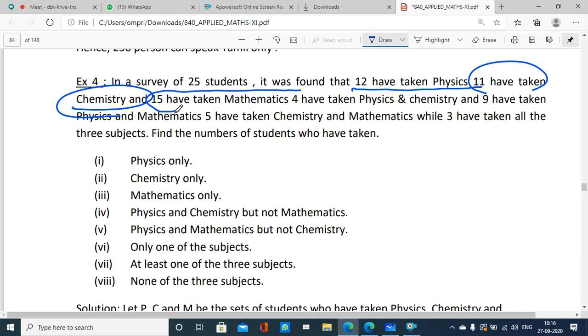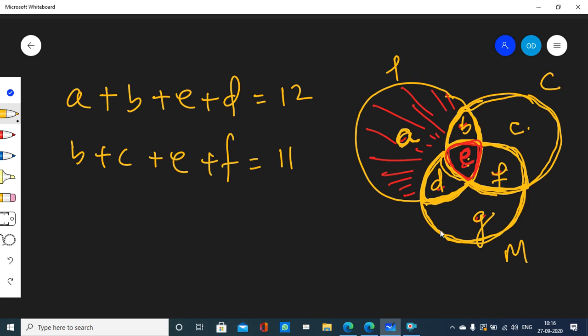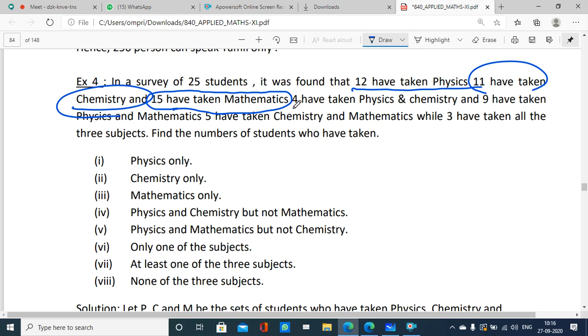What about the others? 15 have taken mathematics. Mathematics means D plus E plus F plus G, right? That is 15.